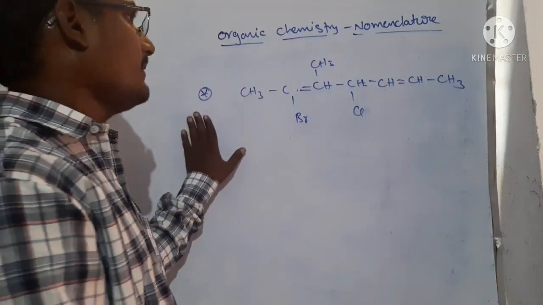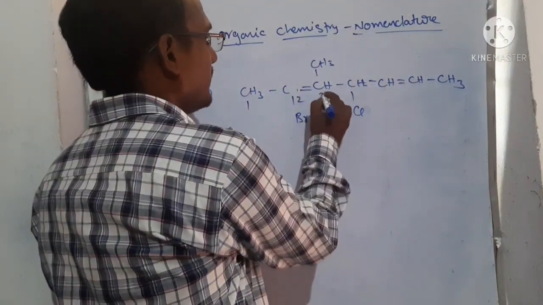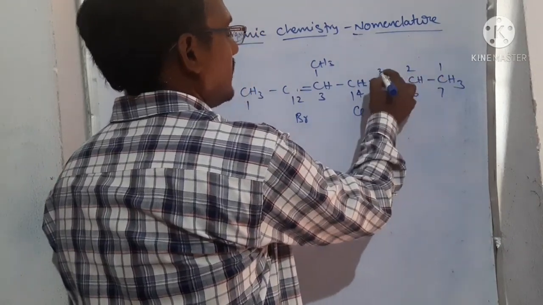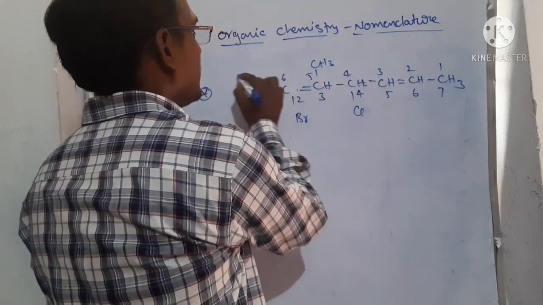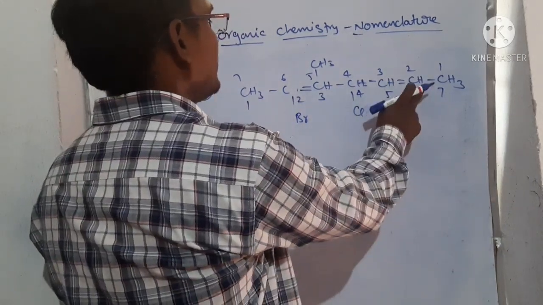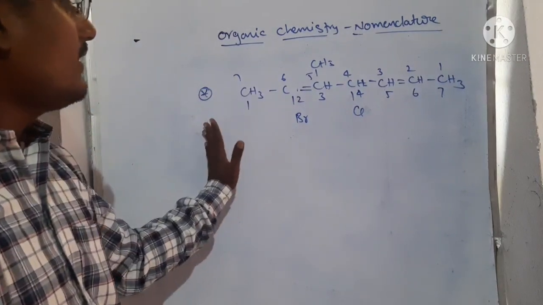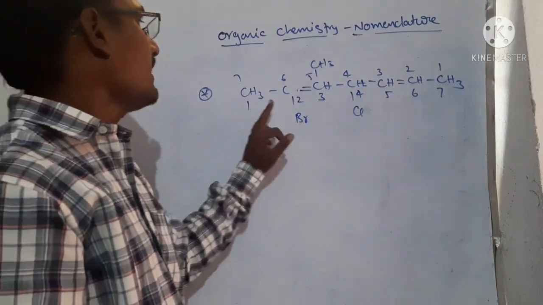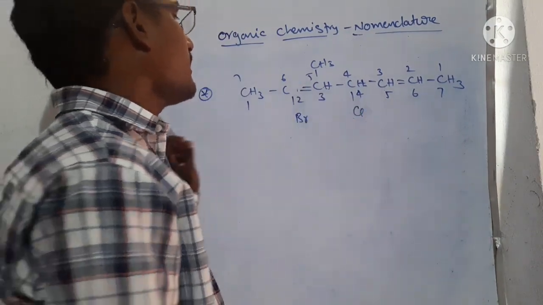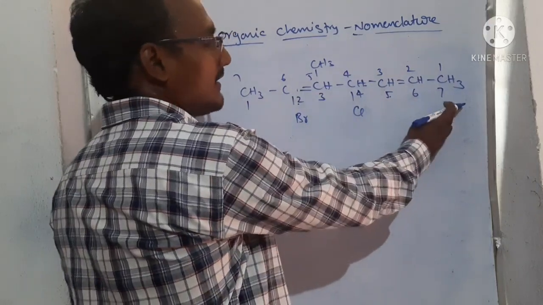Let us see this example. 1, 2, 3, 4, 5, 6, 7, from either side. The second position is a double bond and the fifth position is also a double bond. Both are the same, so we can consider whichever side it may be. The second position has the double bond and bromine, the third position is methyl, and the fourth position is chloro. The second and the fifth have the double bonds. So total 7 carbons are there.